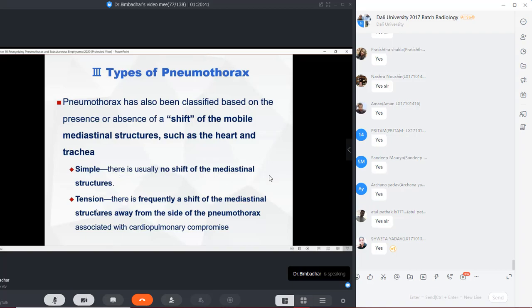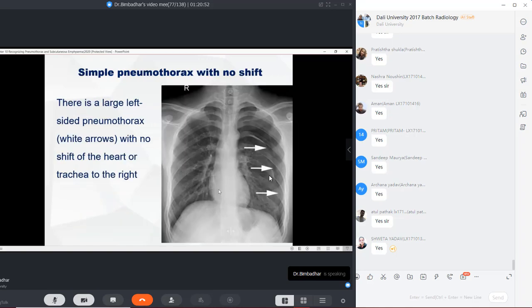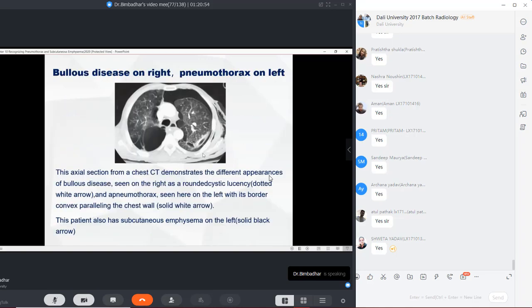But a tension pneumothorax, as we call it, is where there is a shift of the mediastinal structures away from the side of the pneumothorax. Now, we will try to understand in this picture: is this a simple pneumothorax or a tension pneumothorax? Is there any shift of the mediastinal structures here? Is there a shift of the trachea, or any shift of the mediastinal structure? Is there any contralateral pushing?